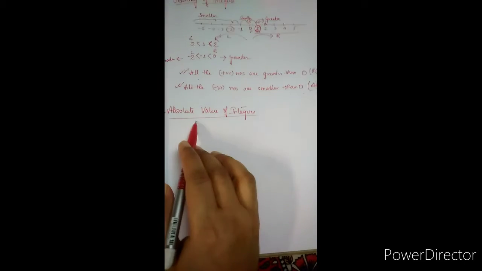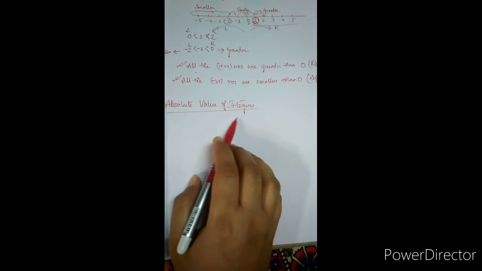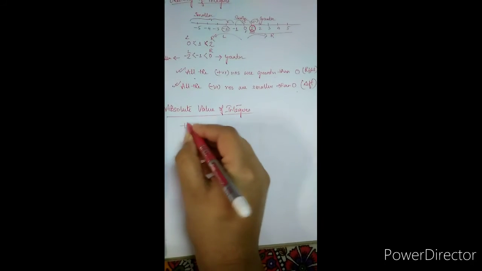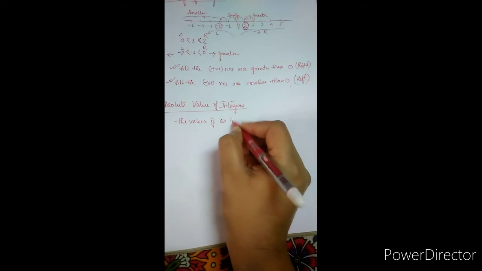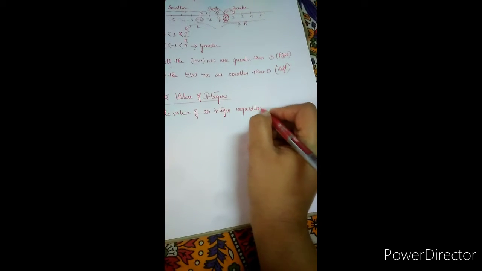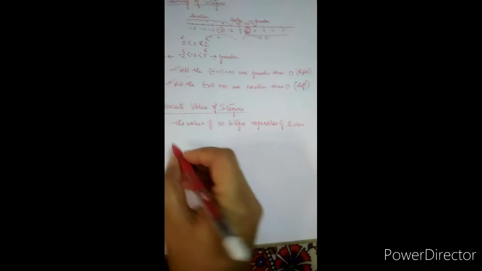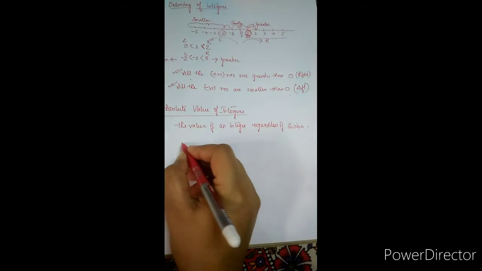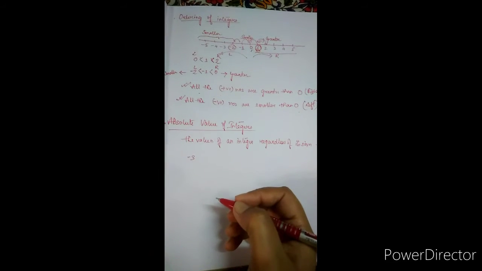Next is absolute value of integers. What do you mean by absolute value? Absolute value means the value of an integer regardless of its sign. What do you mean by this? Suppose I am giving an integer minus 3 and I am telling you to take out the absolute value of minus 3.